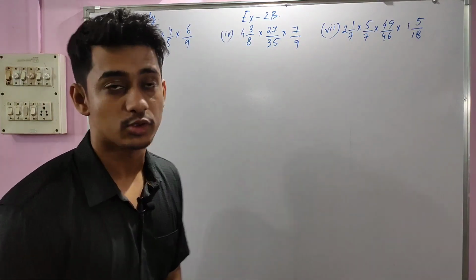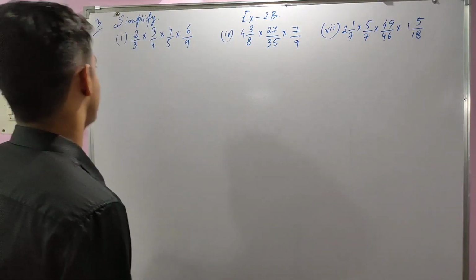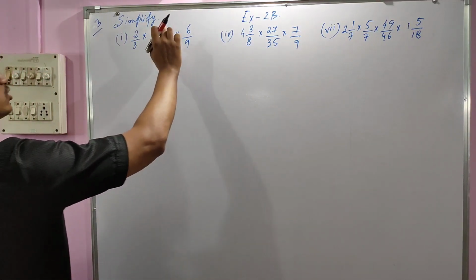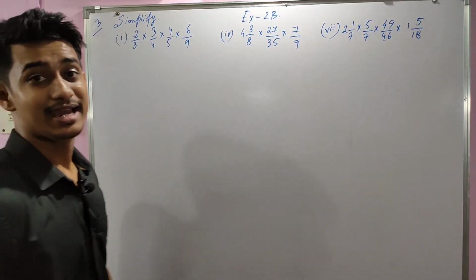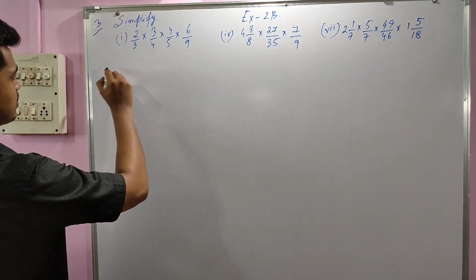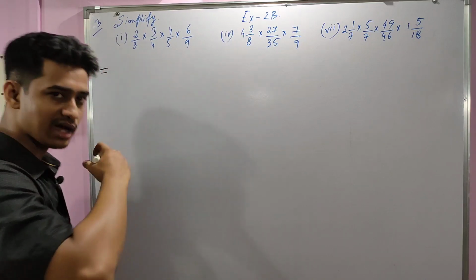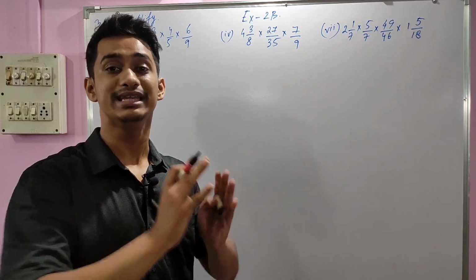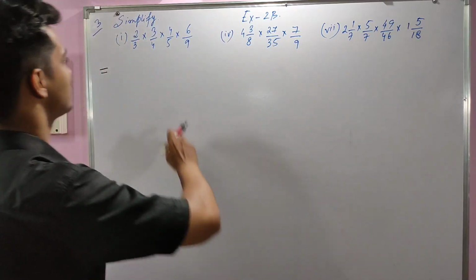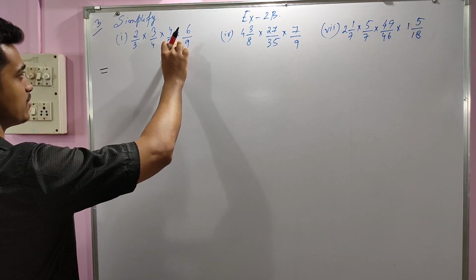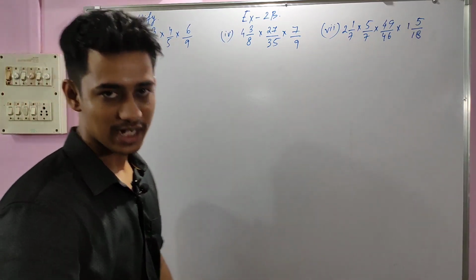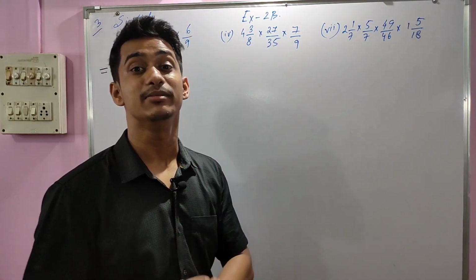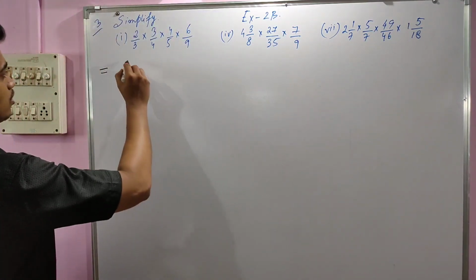So now let's just jump into question number 3. Question number 3 is simplify. Here the question number 1 is 2 by 3 into 3 by 4 into 4 by 5 into 6 by 9. So first of all, the process will remain same. If thousands of fractions are there, the process will remain same for each and every question, if the operator is multiplication and the fractions come under multiplication, the concept will remain same.